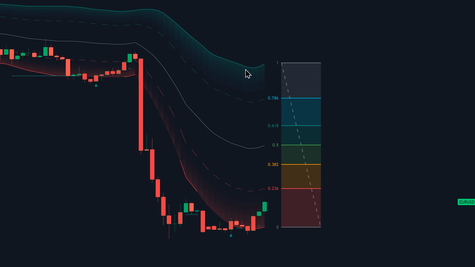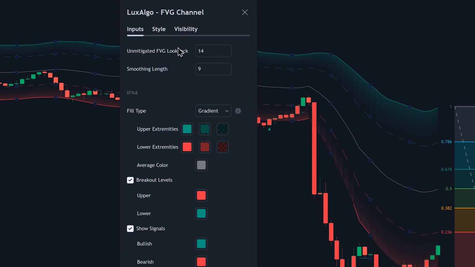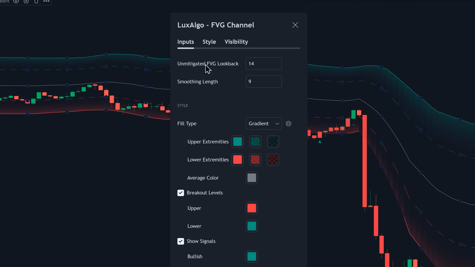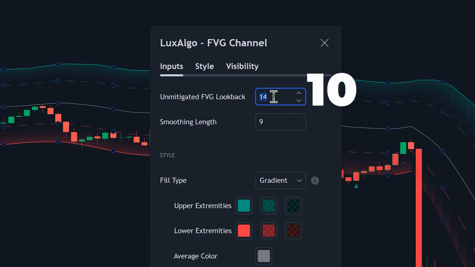Now, looking at the settings of this indicator, you can see that you can actually change the lookback for unmitigated FVGs. An unmitigated FVG is basically an FVG that hasn't been retested by the price. For example, this is a bullish fair value gap, and then the price just went up without coming back to touch it. This is an unmitigated FVG. For me, I'm gonna change this to 10.